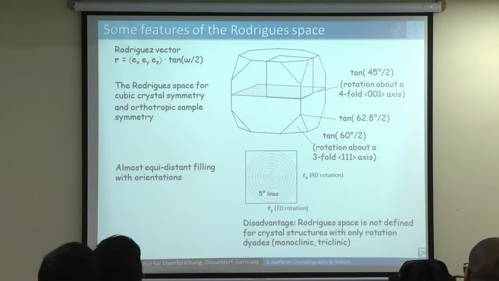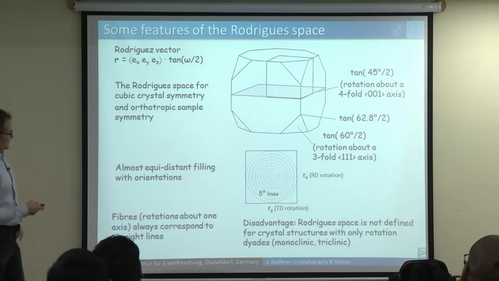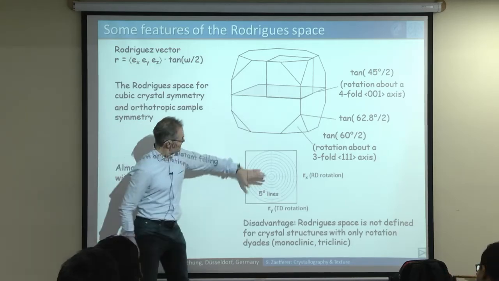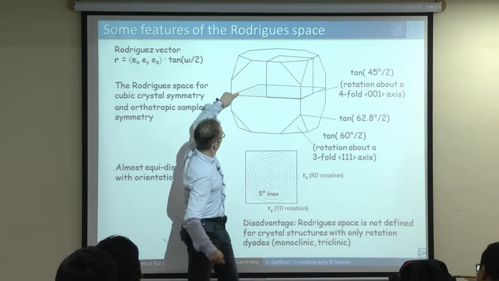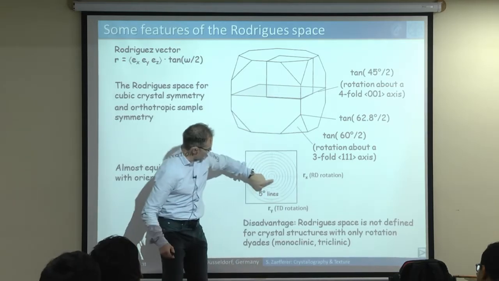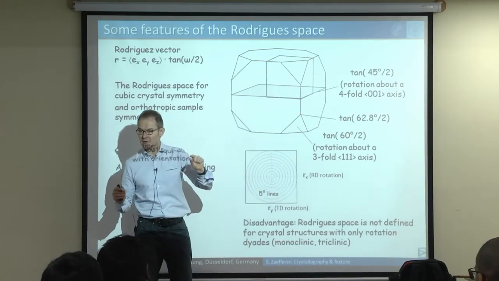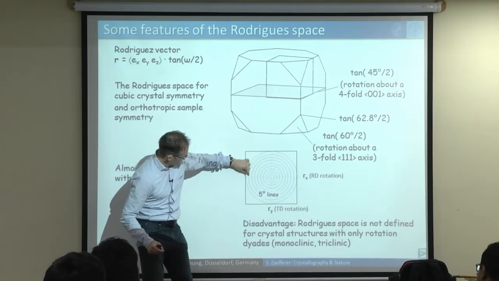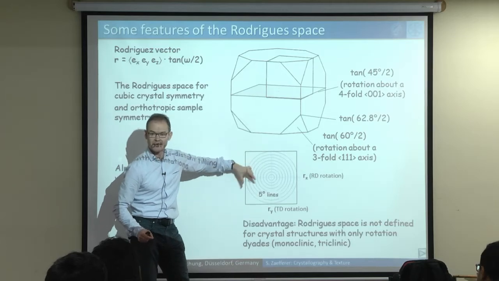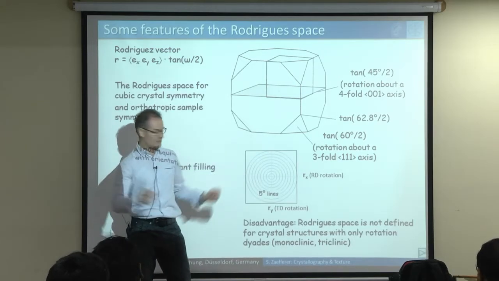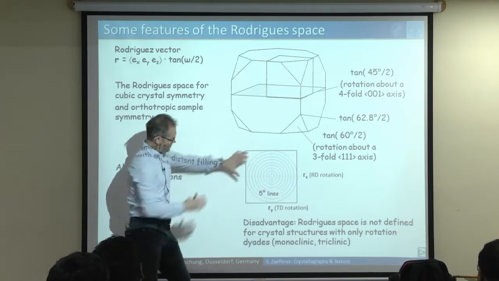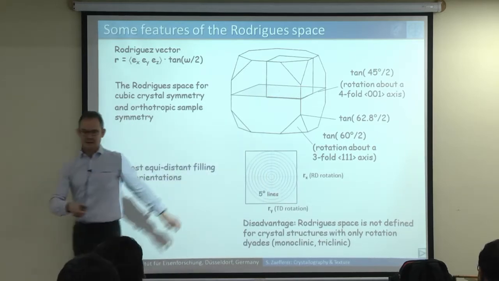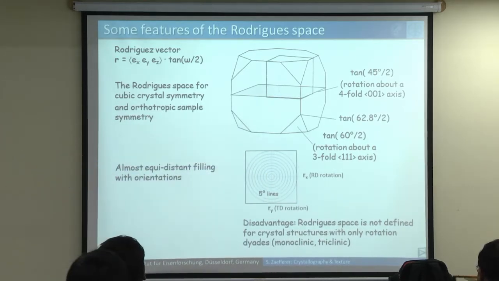I think I show it here. Yes, exactly. So this is a cut through this space, through this surface here, and I plot lines with 5 degree difference in orientation. And you see these lines almost everywhere have the same distance. They get a little bit wider here at the end, but it's almost invisible. So actually these orientations are all equidistantly spaced, and it's almost an equidistant filling of this Rodriguez space.